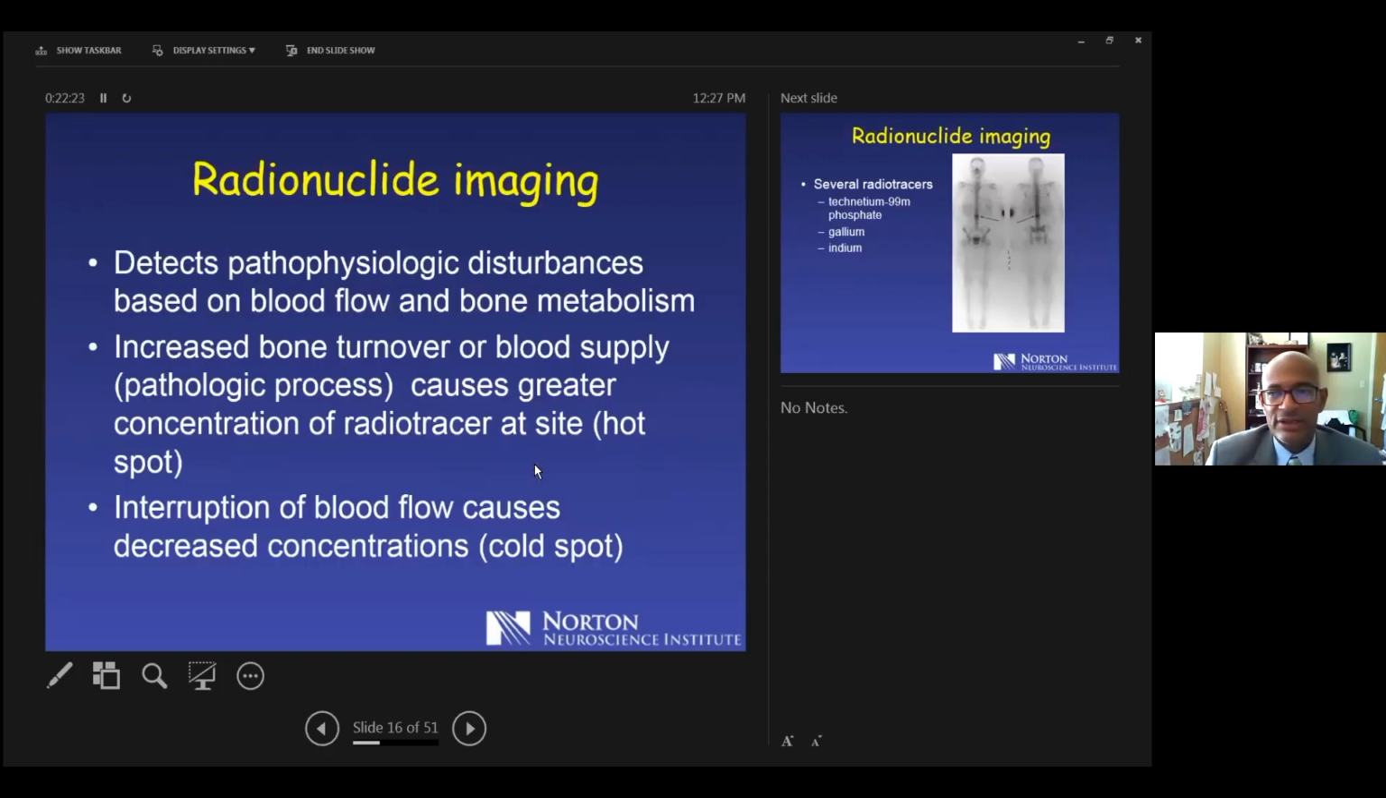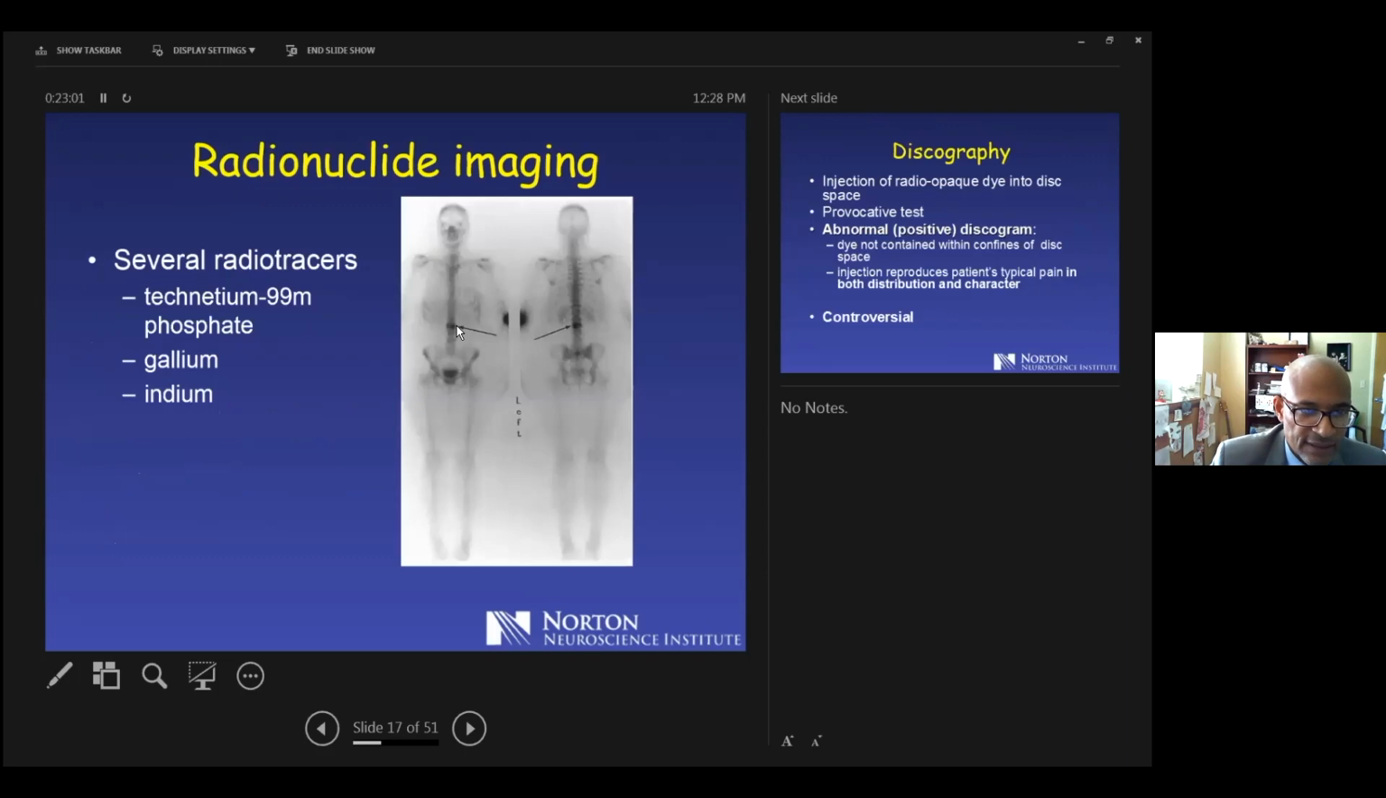Other modalities include something used a lot less frequently, radionuclide imaging. It detects pathophysiologic disturbances in blood flow and bony metabolism. So you can see things like fractures, tumors, infections, anything that causes an inflammatory response. So really bad jointy arthritis could show up positive on a radionuclide imaging. And so what it really does, increased bone turnover or blood supply causes greater concentration of the tracer at that spot. And so when we look at these things, we'll see stuff like this, where we see a bright spot in one of the bones and we say, there's an issue there.